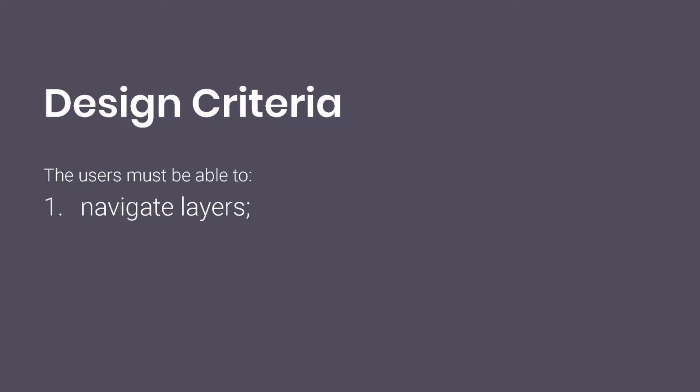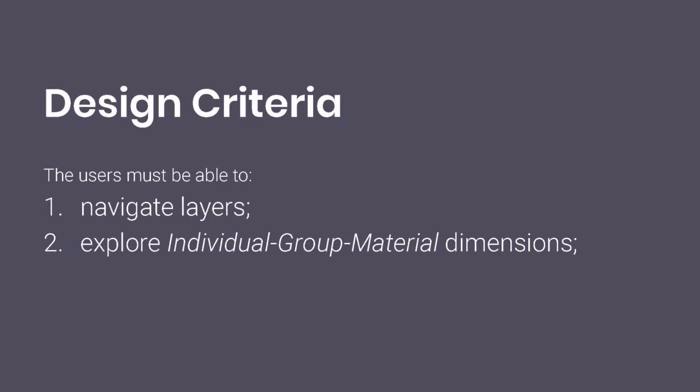In the actual interactive, this shines through in the design criteria that the project is grounded in. 1. The users must be able to explore layers. 2. The users must be able to navigate the individual, group, material dimensions of an object. And 3. The users must be able to contribute their own stories.